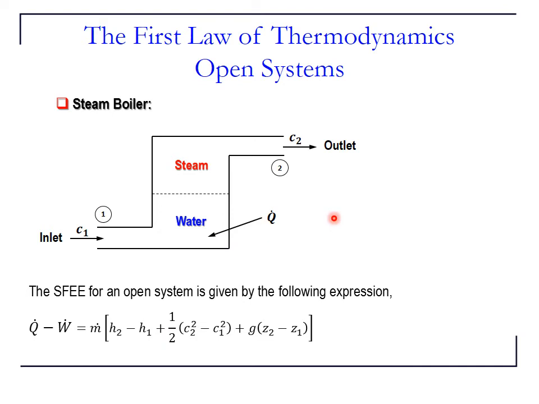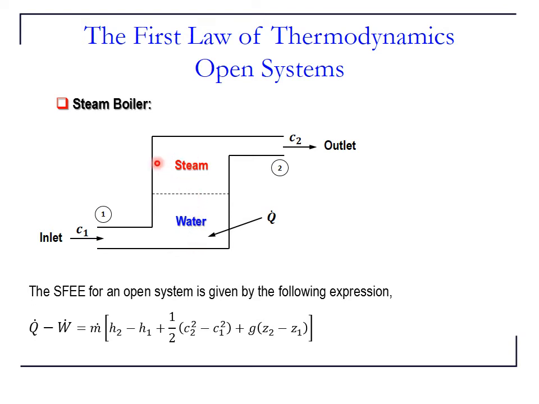So the first device is called a steam boiler. A steam boiler is basically used to heat up water and generate steam, so sometimes we also call it a steam generator. You can see here we have an inlet. The cold water comes in through the inlet and flows inside that boiler.